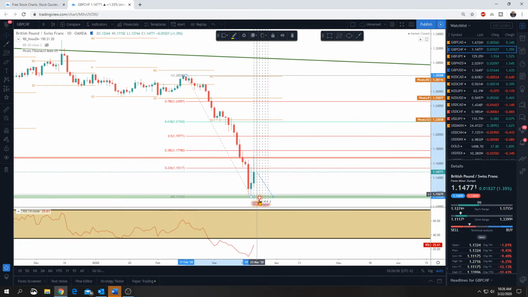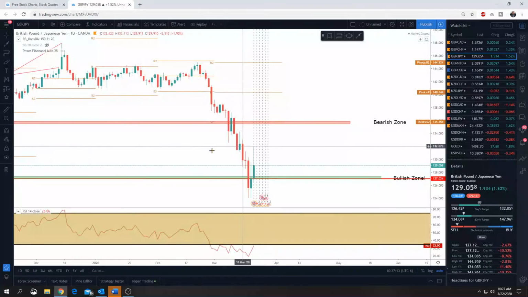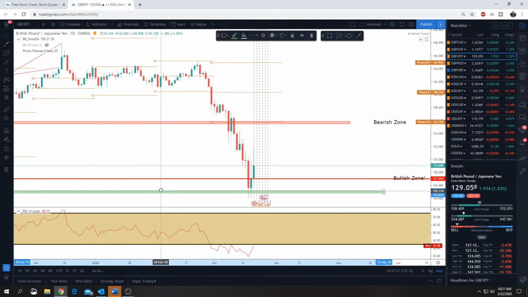So you could trade back down to that double bottom or wait for that buy trade at the double bottom, which isn't a bad call if we get some good fundamental news out on the British pound. But I mean, anything can go right now in the markets. All right, British pound JPY, kind of the same thing.